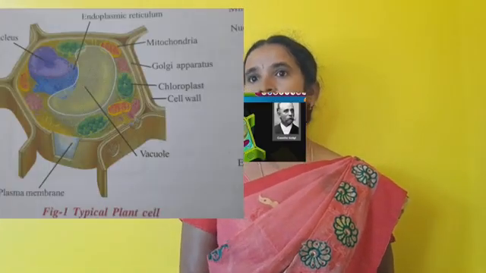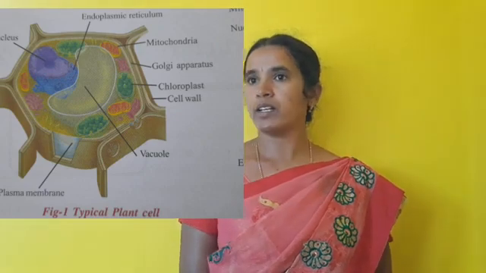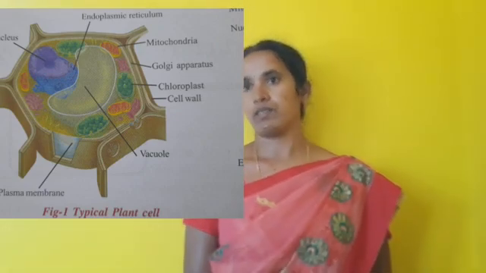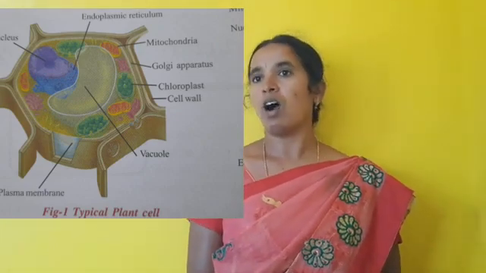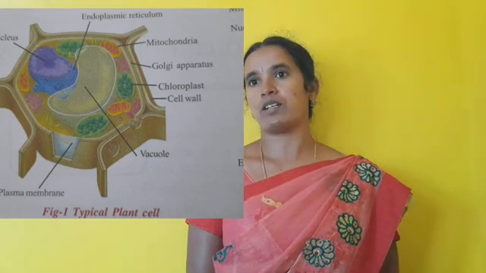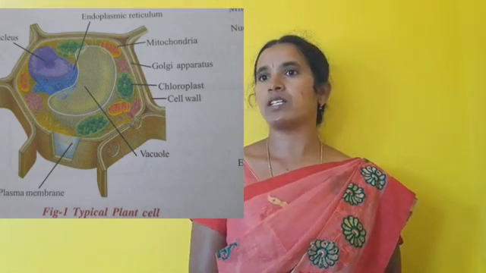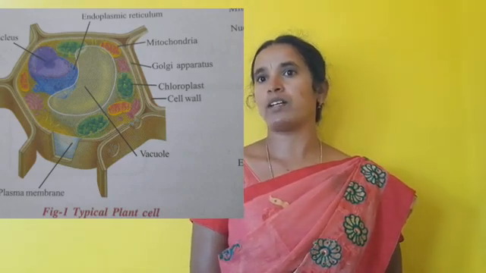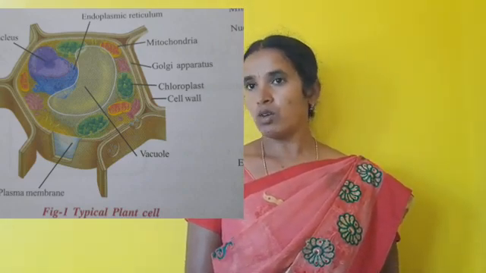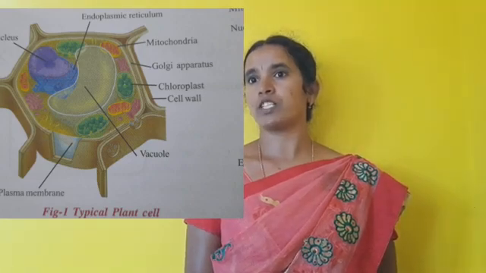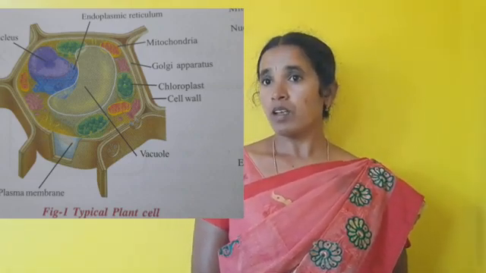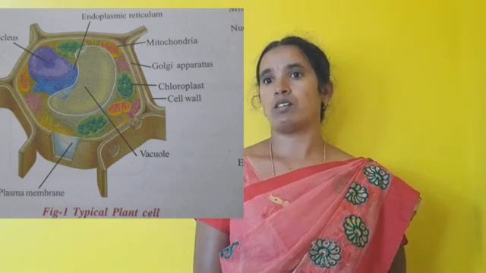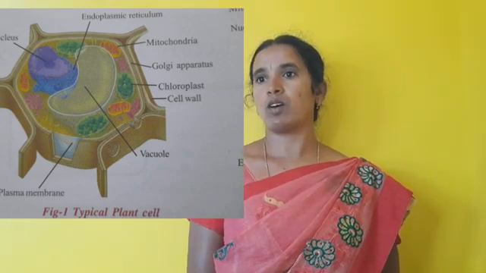Next part is the cell wall. While the cell membrane acts as the outer layer in animal cells, in plant cells there is an extra layer, mainly of cellulose, outside the cell membrane, which is known as the cell wall.